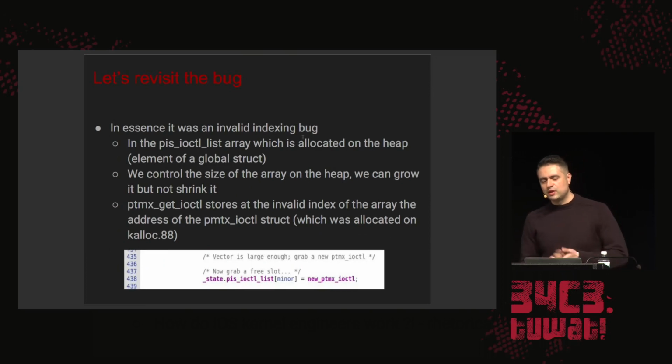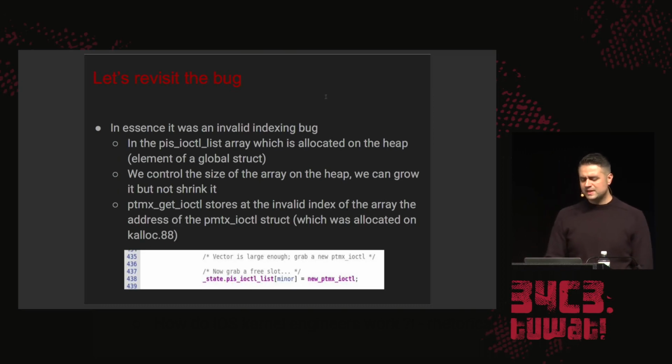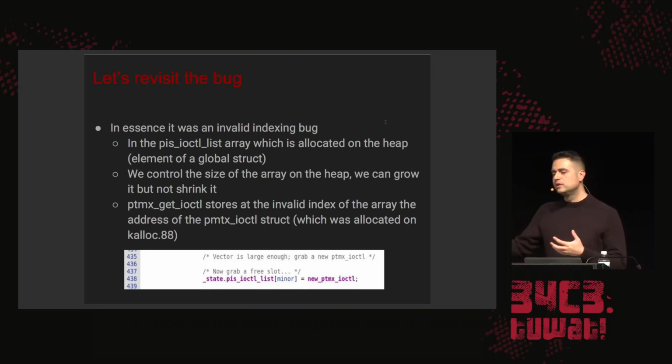So let's talk about exploitation now. A few things to refresh your memory about the bug. As I said, it was an invalid indexing bug. This PICIOCTL list array was on the heap, and I could control in which calloc zone it can go. I can grow it, but once I grow it, I cannot shrink it back.